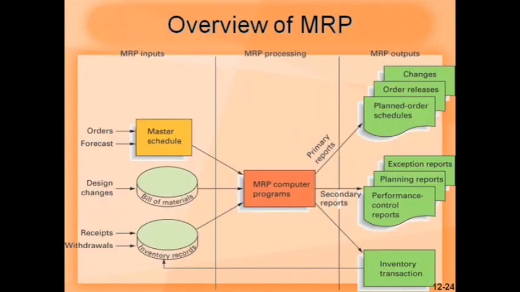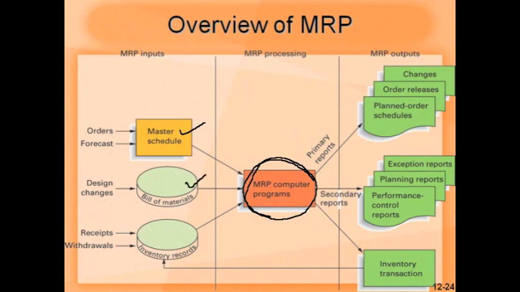Now coming to the overview of MRP. So you can look at this overall picture here. MRP computer programs are at the center, and there are three main inputs. The first one is master schedule. We have talked about master schedule earlier also. What it tells is how much finished product is needed and when it is needed, so when customers need those items. That information comes as an input to the MRP system from master schedule.